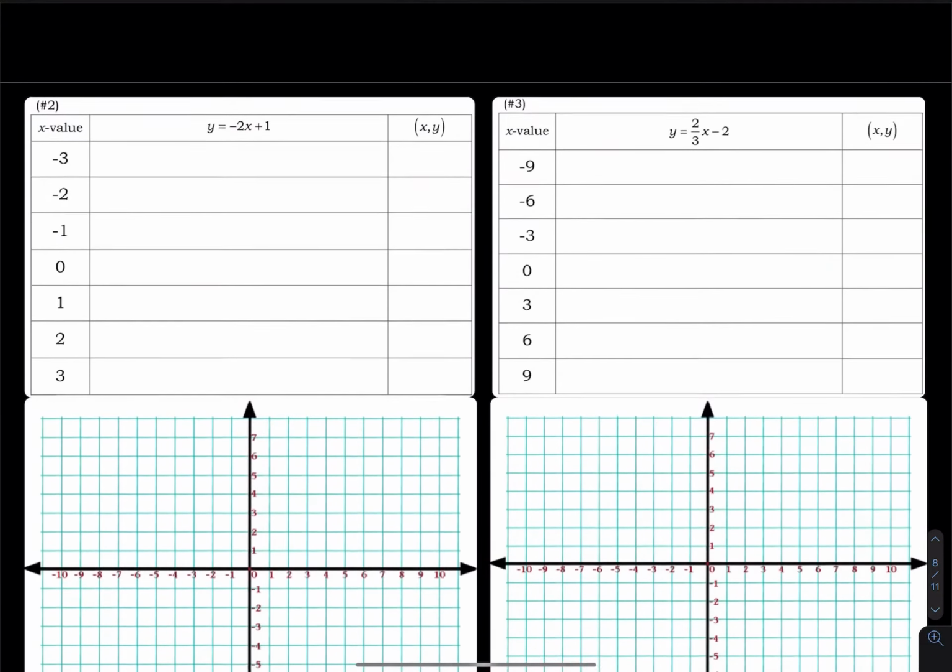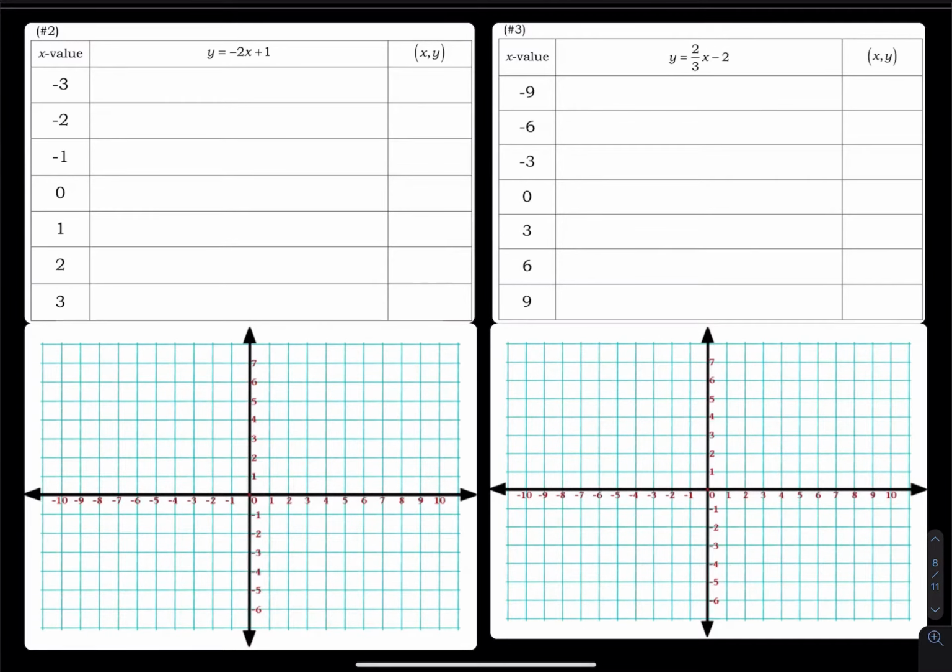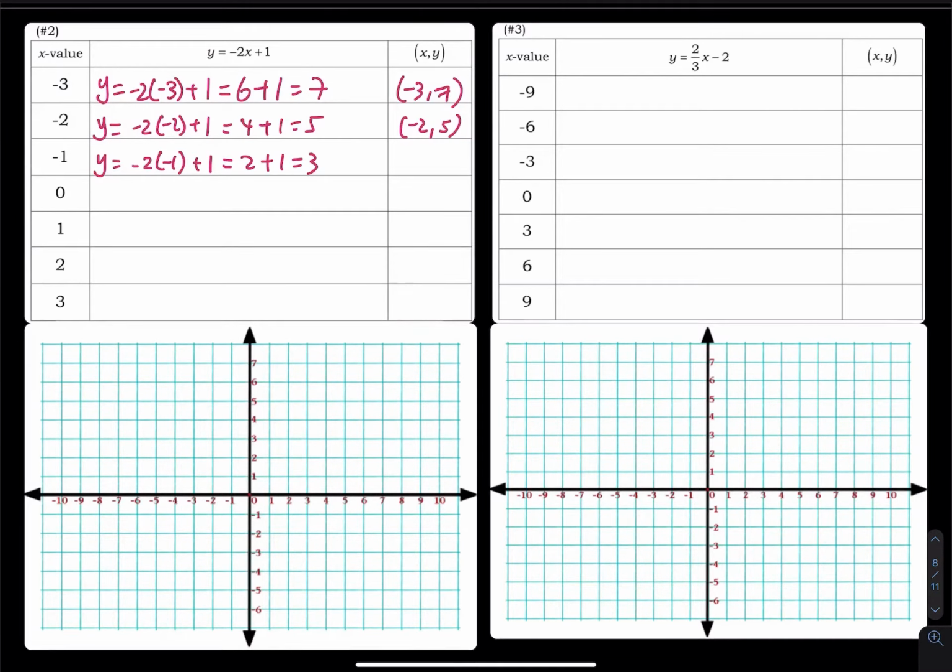So for the next one, we have 2 right here. Let's do the one on the left first. We plug in. So we have y equals negative 2 times negative 3 plus 1. So that is 6 plus 1, which is 7. Negative 3, 7. And then y equals negative 2 times negative 2 plus 1. So that is 4 plus 1 equals 5. And then y equals negative 2 times negative 1 plus 1. So that is 2 plus 1 equals 3. And then negative 2 times 0 plus 1. 0 plus 1 equals 1.